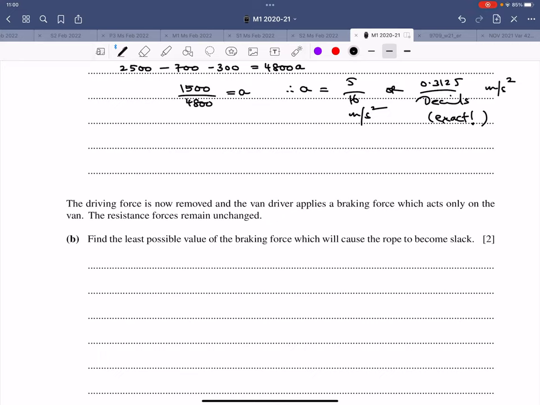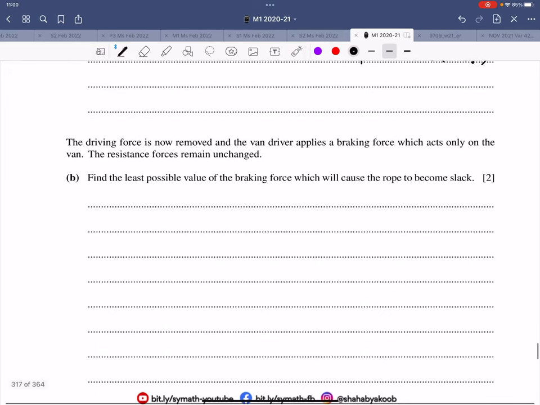which acts only on the van. The resistive forces remain unchanged. Find the least possible value of the braking force which will cause the rope to become slack. So let me draw the diagram again. And again, this one is the car and this one is the trailer. If I've changed the color, that won't make a difference to our calculation. And there is a tow bar connecting the two.